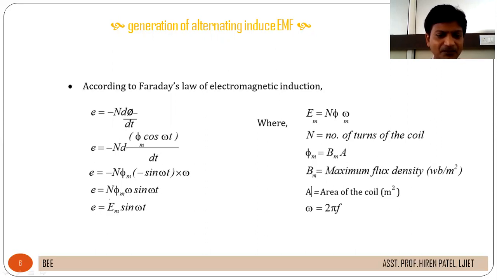But we know that this component is nothing but the maximum value of EMF, and it can be replaced by Em. So if we replace N phi m omega with Em, then this is the final equation of alternating induced EMF: E equals Em sin omega t. Okay, so here these are the basic notations.